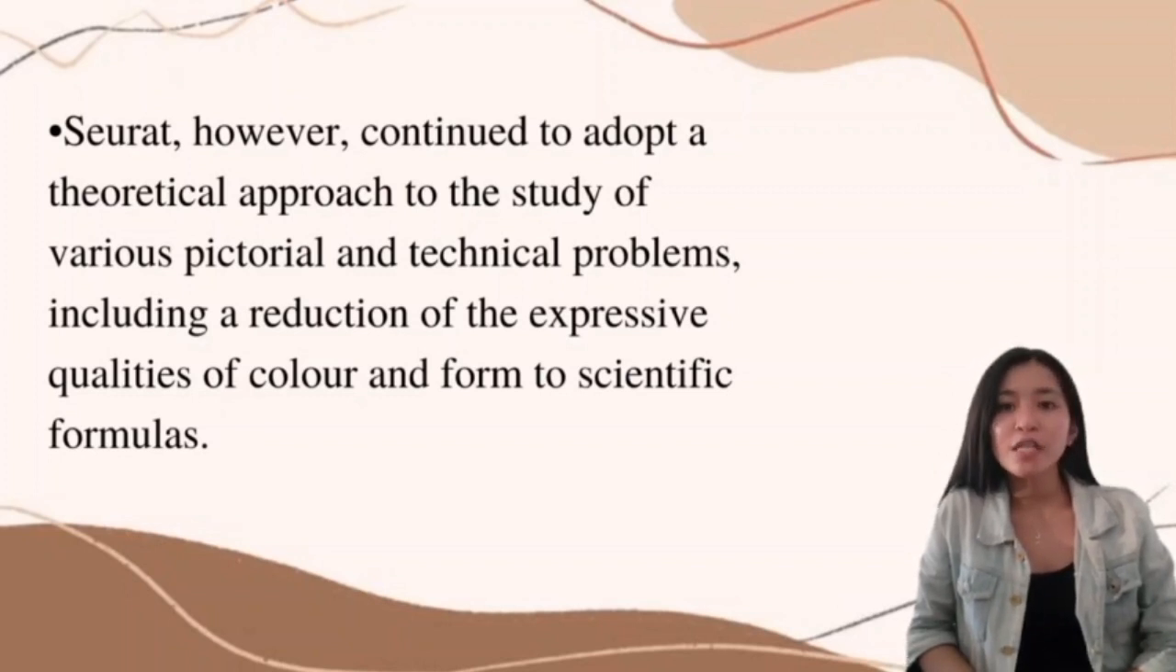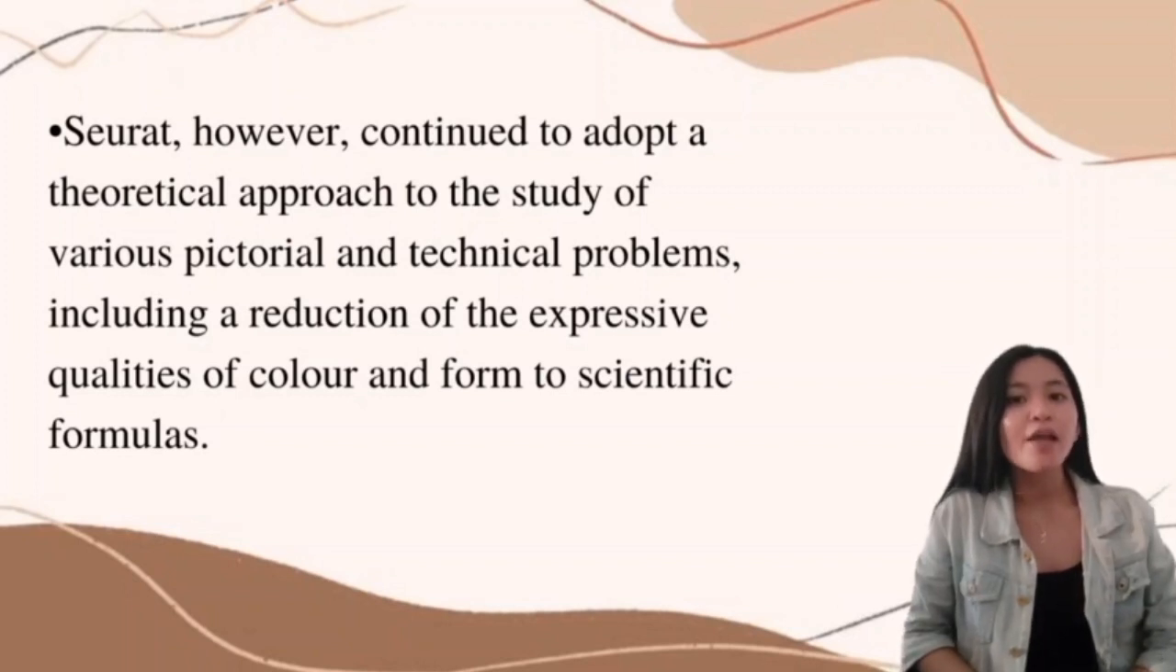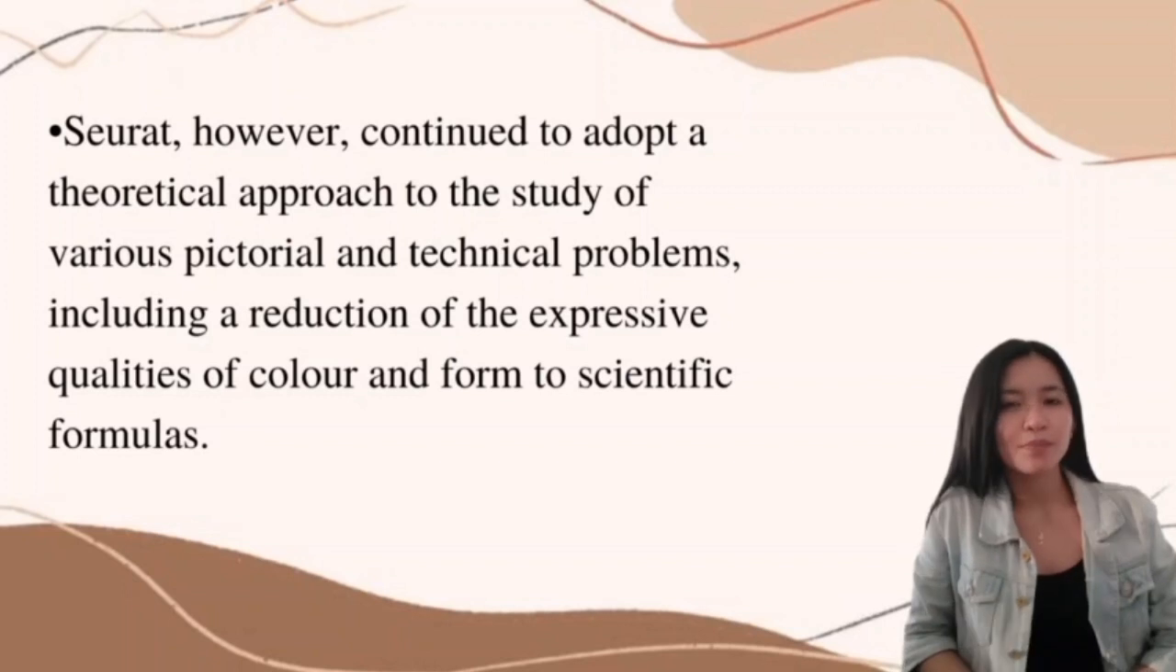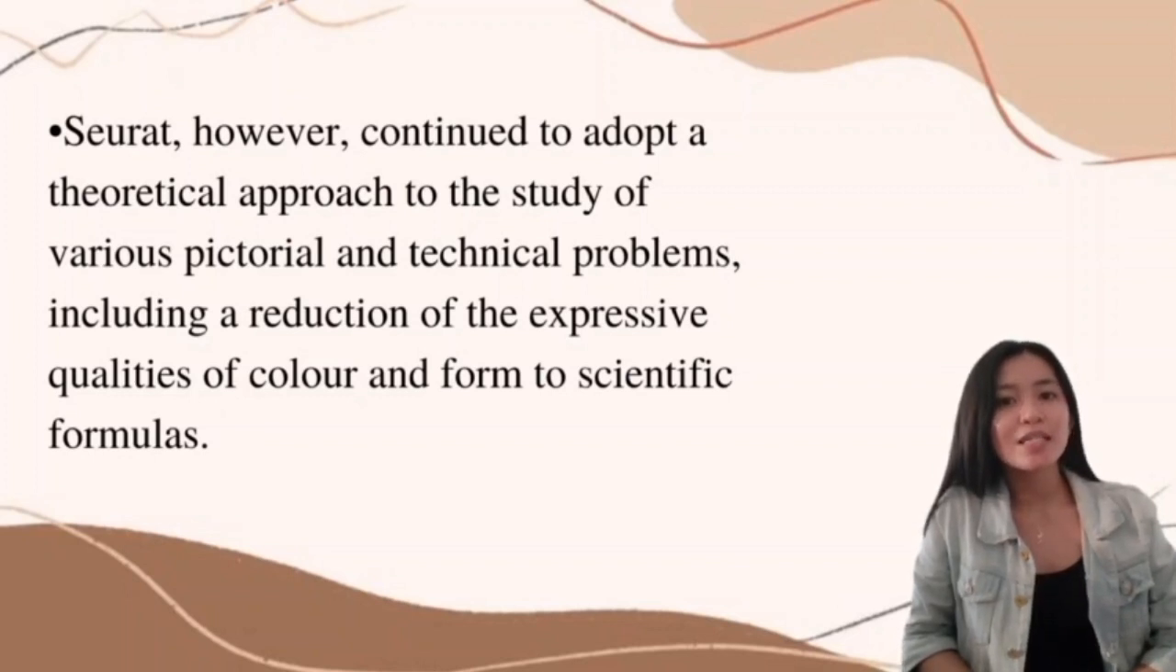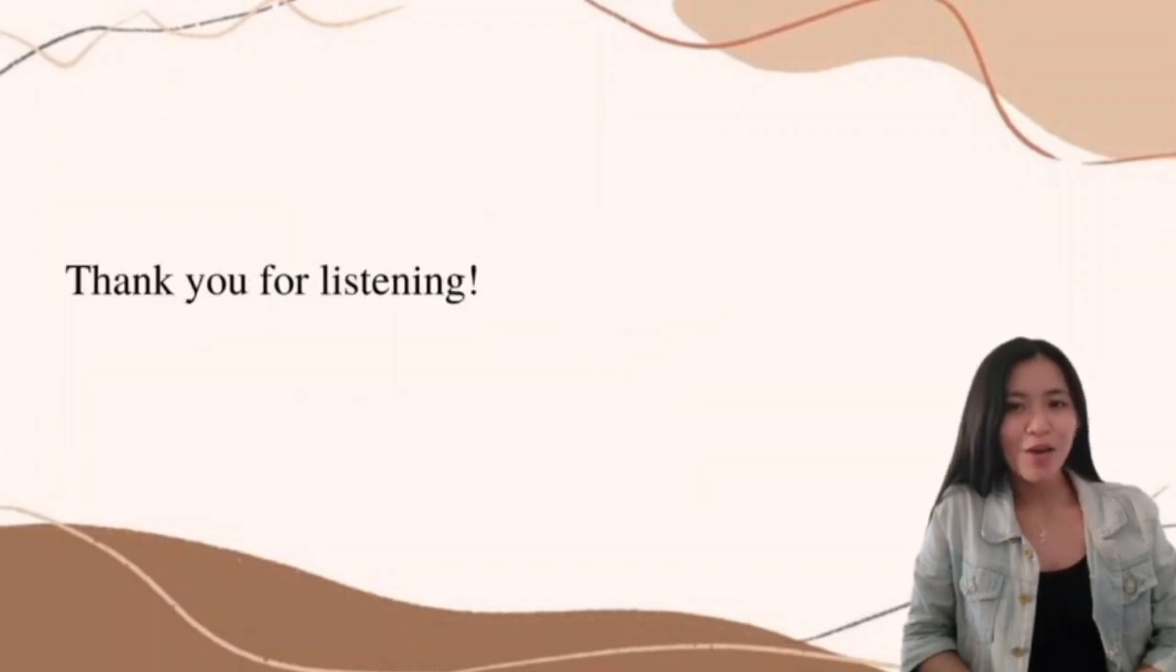Seurat, however, continued to adopt a theoretical approach to the study of various pictorial and technical problems, including a reduction of the expressive qualities of colors and form to scientific formulas. By the 1890s, the influence of Neo-Impressionism was waning, but it was important in the early stylistic and technical development of several artists of the late 19th and early 20th century, including Vincent van Gogh, Paul Gauguin, Henri de Toulouse-Lautrec, and Henri Matisse. That would be all, and thank you.